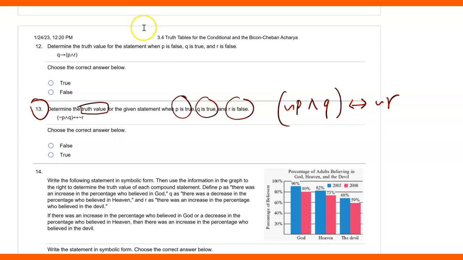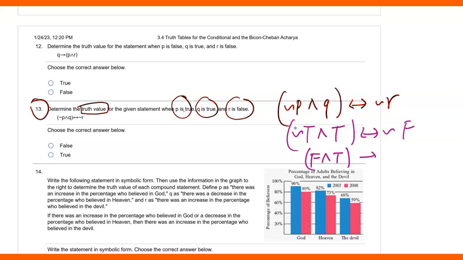Therefore, I put the truth value of each statement here. Not P is true, so I put T here. And what's the Q truth value? True again. Double arrow. Not. What's the R truth value? F, false. Make sense? Here I just put the truth value for each statement. Not T is F. Okay. F and T, double arrow, not F is T.